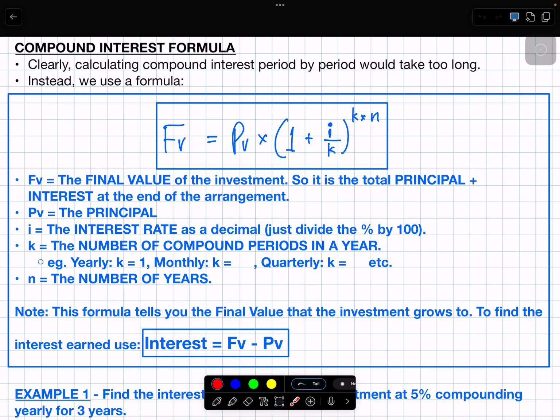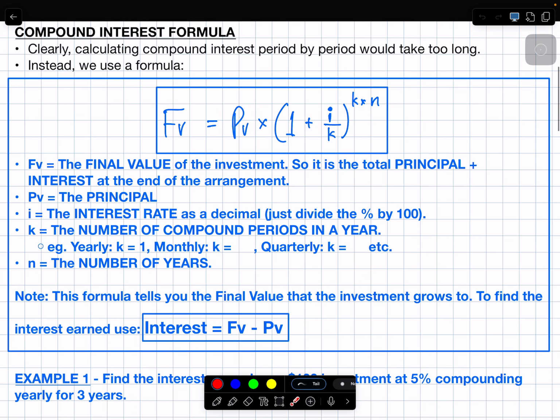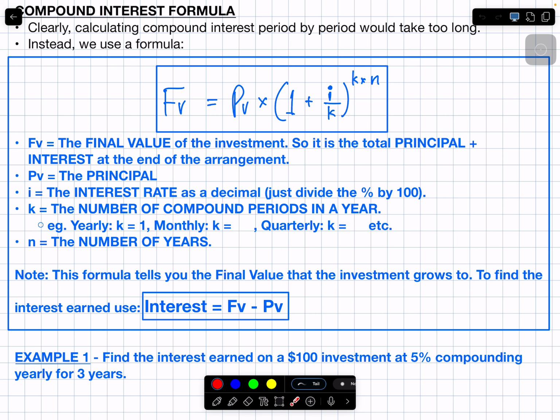So if you were here last Friday, you would have seen calculating compound interest year on year would take forever, especially because in real life, in the banks, they compound once a month. So how many months are there in a year? 12. And if you compounded for 5 years, compounding monthly, you'd have to do 60 bloody calculations. That's too much. So instead, we have quite a complicated formula, but that's why I'm going to do 4 examples to show you how to deal with it.